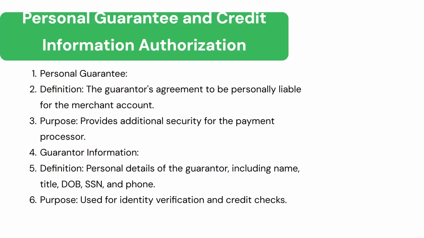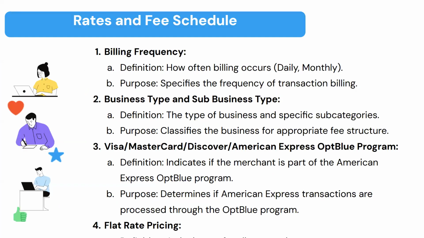Next, we have the personal guarantee and credit information authorization. One is personal guarantee. The guarantor's agreement to be personally liable for the merchant's account. The purpose of asking this is that it provides additional security for the payment processor. Next, we have the guarantor information. This is used for identity verification and credit checks.